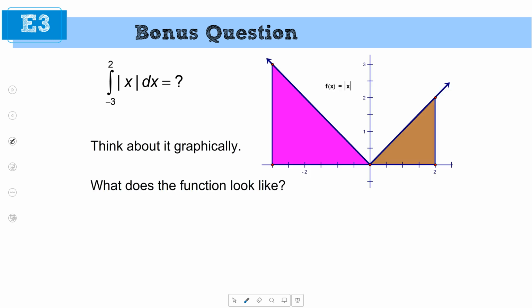It's a V. Very good. It would have been too easy if I would have said from -2 to 2, so I changed it to go from -3 to 2. I have 2 triangles. It's amazing they let me teach geometry. I have 2 triangles, a magenta one and an ugly brown one. Can you find the area of those triangles?